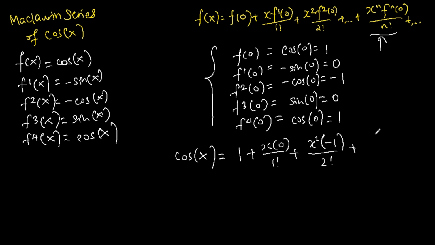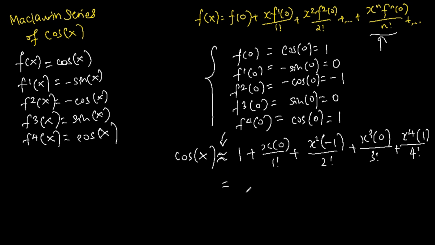How about the fourth term? The fourth term is x cubed times 0 over 3 factorial. While the fifth term is x to the power of 4, f⁗(0) is 1, over 4 factorial. And for this one, this equal sign is actually not an equal sign but an approximate sign, because we are approximating the function using the Maclaurin series and expressing it up to and including the term x to the power of 4. Hence this part here should be an approximate sign.